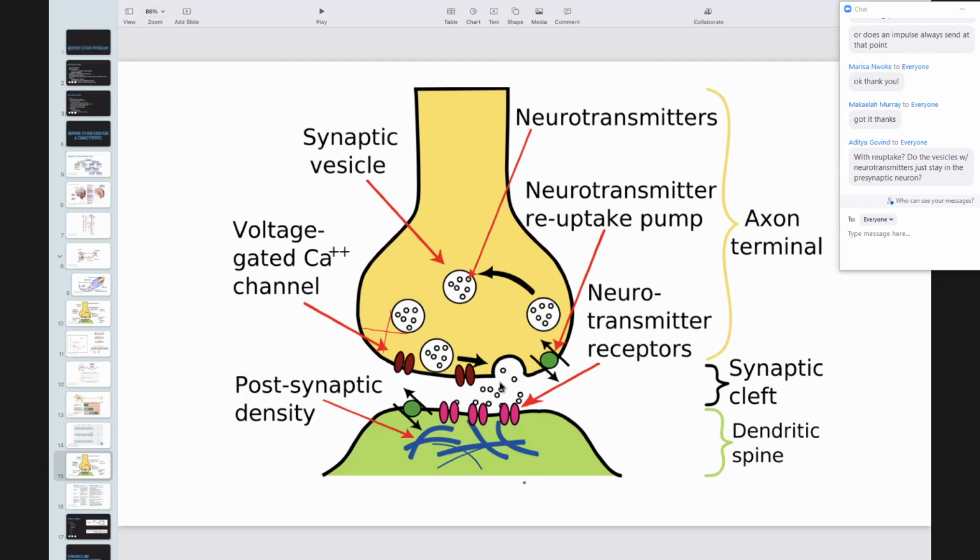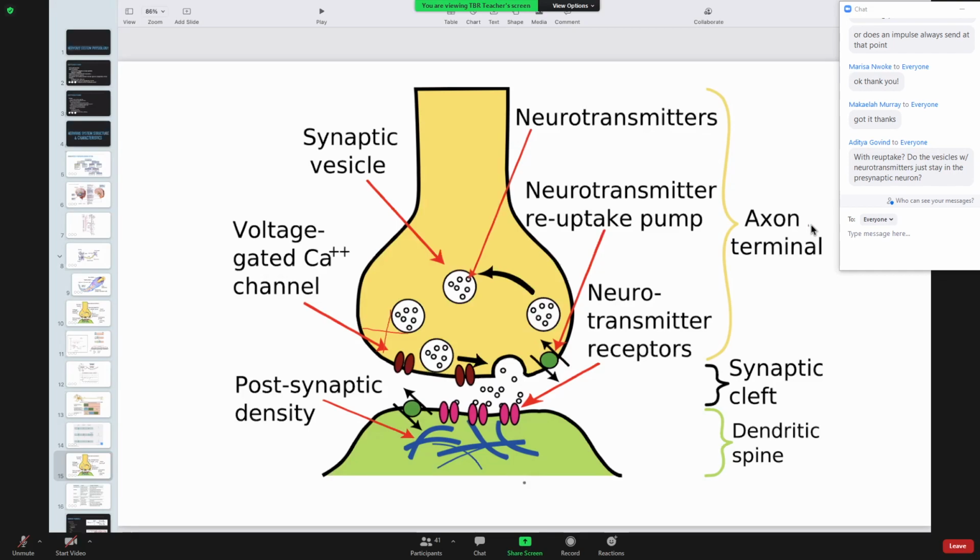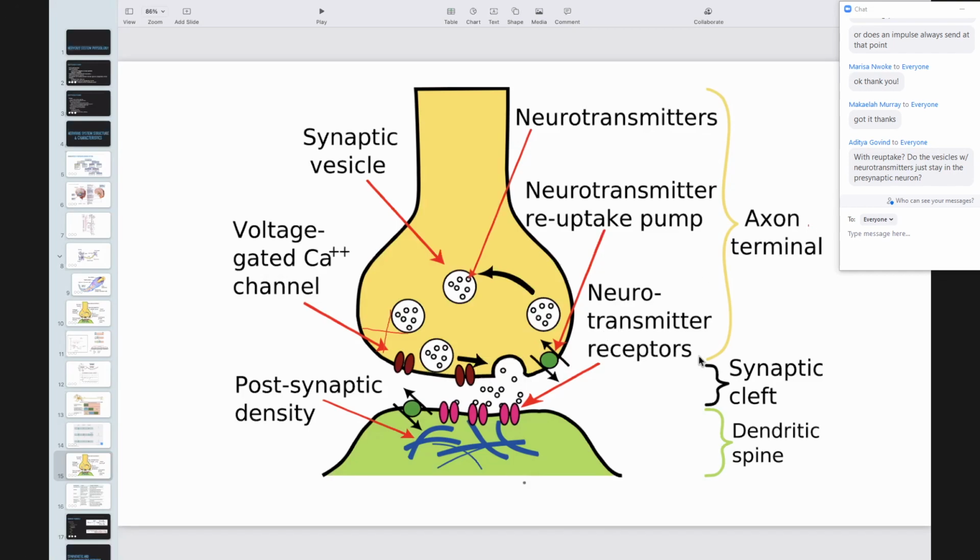Couple questions here. With reuptake, do the vesicles with neurotransmitters just stay in the presynaptic? So yeah, those vesicles, these happy packages, when you reuptake them, they just sit here in these terminal boutons and they wait. They wait for that voltage to come through, open up those calcium channels, wait for the calcium to bind to them so that those little SNAREs can bring them in. Reuptake, enzymatic degradation, and the last one, sorry, might be swallowing a few of my letters, diffusion. It's just going to diffuse out and spread and become super not concentrated.